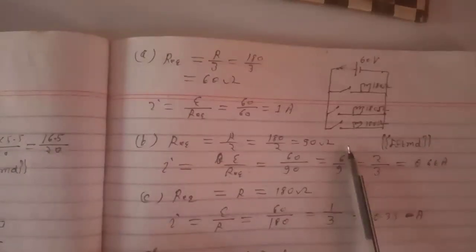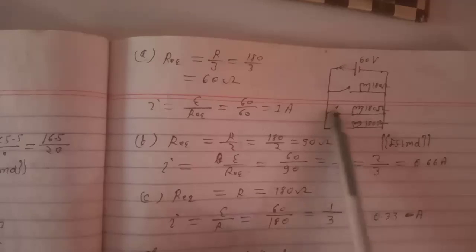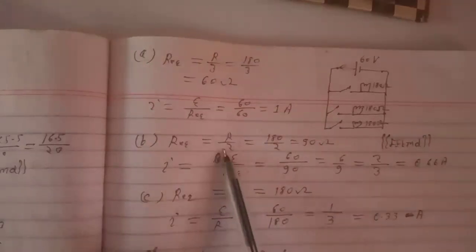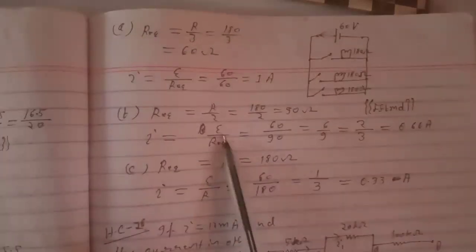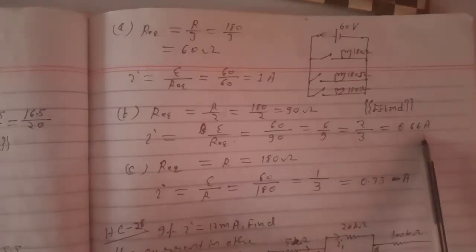Second case, two of the bulbs are switched on, that is, two switches are closed and one is open, switched off. So we have to consider only two, so the equivalent of two will be calculated. R equivalent will be R by 2, equal to 180 by 2, equal to 90 ohm. So I will be E by R equivalent, 60 by 90, equal to 6 by 9, equal to 2 by 3, 0.66 ampere.